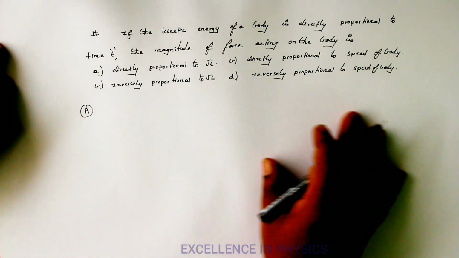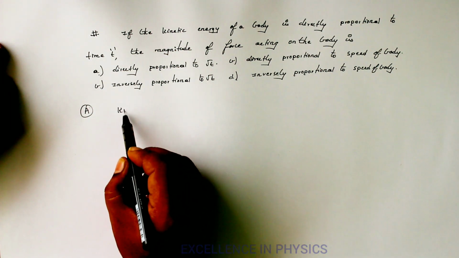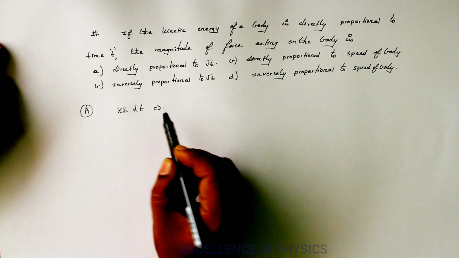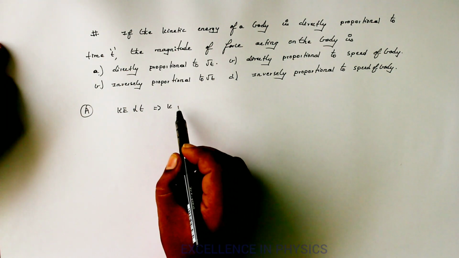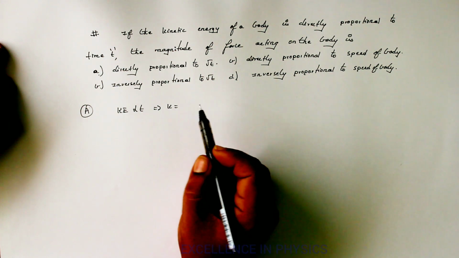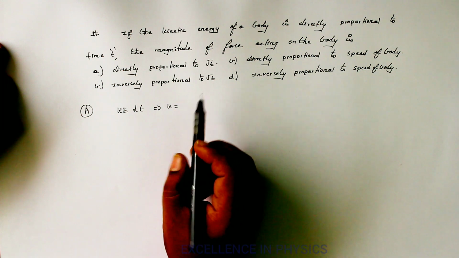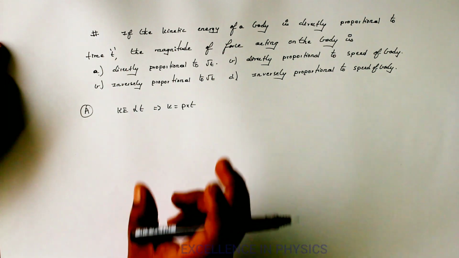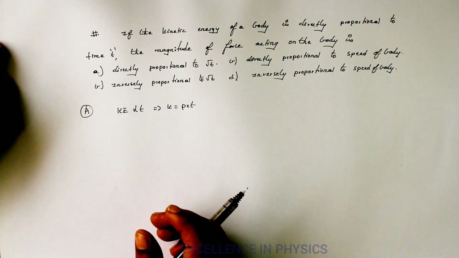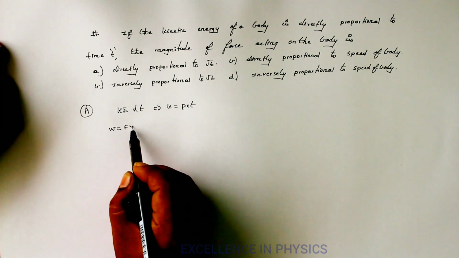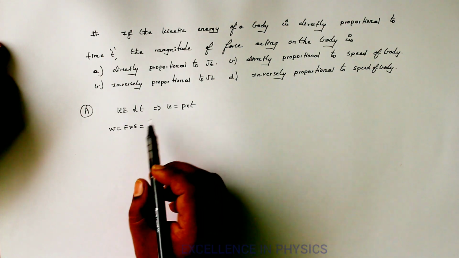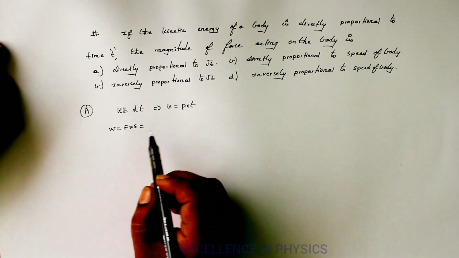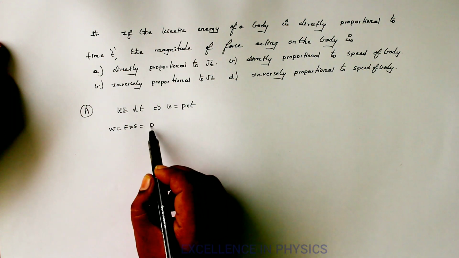So kinetic energy is proportional to time t. So let us write that one. For removing this proportionality, I will place a constant. So kinetic energy is equal to, what constant can I write? I will write P into t. So kinetic energy is equal to P into t. Then how can I relate this kinetic energy to force? We have the work energy theorem, which says that work is equal to force into displacement is equal to change of kinetic energy. So initially, if I assume the kinetic energy of the body to be 0, then I can write kinetic energy is equal to P into t.